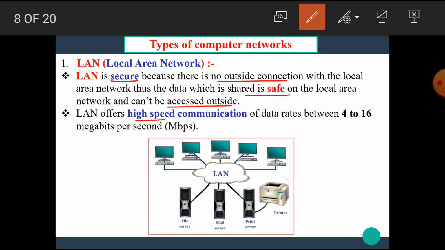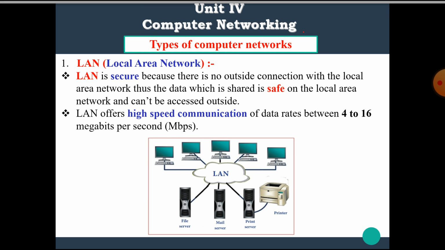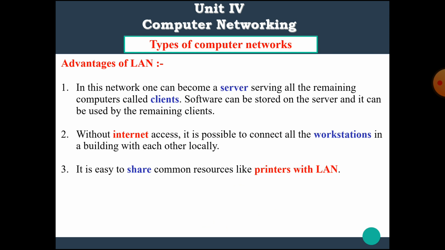LAN offers high speed of communication, with data rates between 4 to 16 megabits per second. That means LAN is a type of network which is used for a very short distance, and due to its short distance the data transfer is at the highest rate. That means the speed of data transfer is highest in a LAN, and it is a secure type of network. Now let's see the advantages of the LAN.